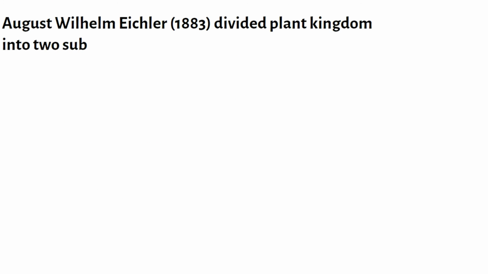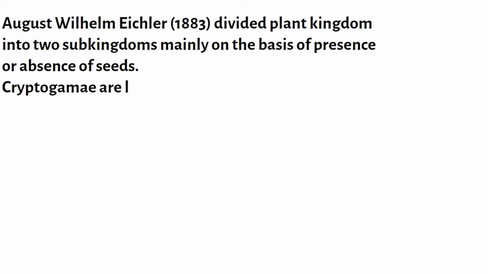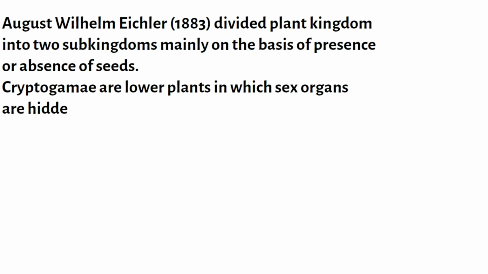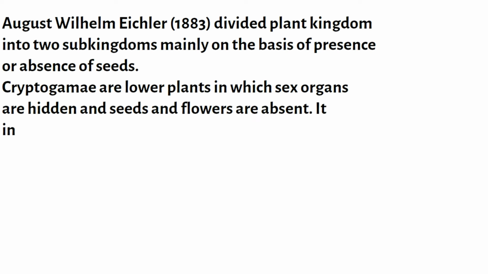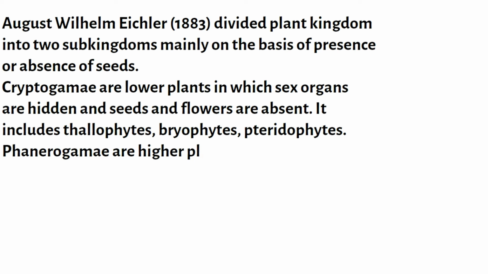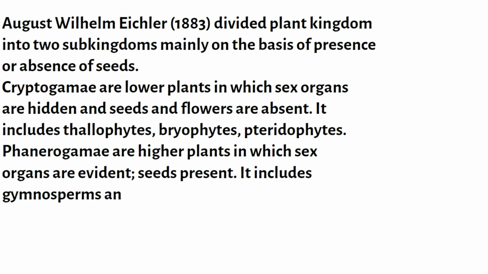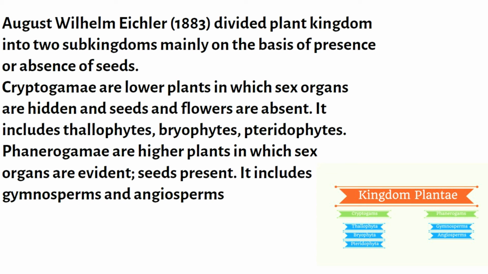August Wilhelm Eichler, in 1883, divided the plant kingdom into two subkingdoms mainly on the basis of presence or absence of seeds. Cryptogamia are lower plants in which sex organs are hidden and seeds and flowers are absent. It includes thallophytes, bryophytes, pteridophytes. Phanerogamia are higher plants in which sex organs are evident and seeds are present. It includes gymnosperms and angiosperms.